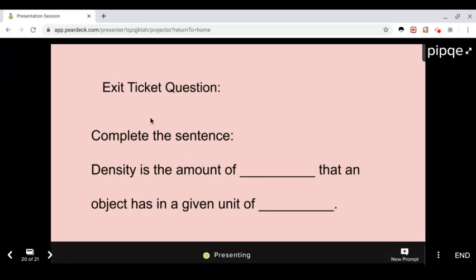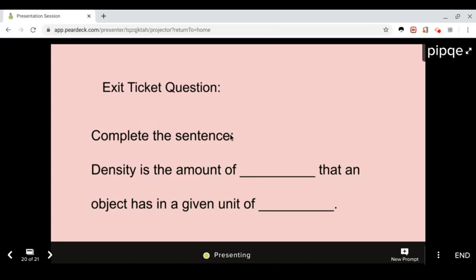Okay, so we're finally moving on to the last one. The exit ticket question: complete the sentence. Density is the amount of blank that an object has in a given unit of blank. So obviously I would leave it here and give you guys a few minutes to try and think about this one.